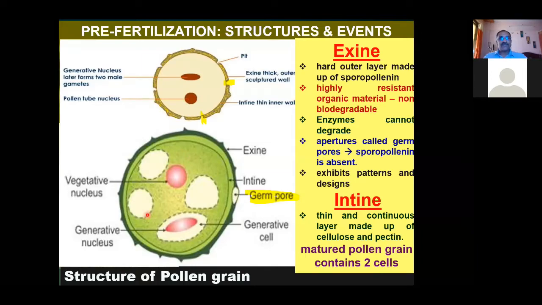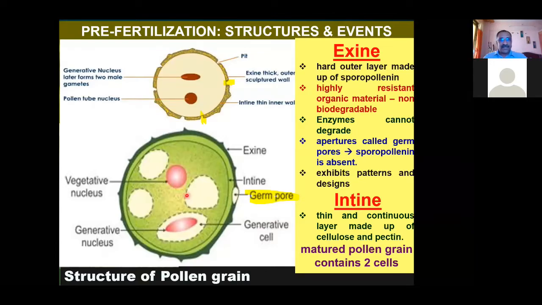In this cytoplasm, generally, there is only one nucleus. But slowly, this nucleus is going to divide. That means when the pollen grain is getting matured, the uninucleus of the pollen grain will divide, and it will develop into two nuclei. That means slowly it will become two cells. The pollen grain will have two cells when it is in the mature stage.